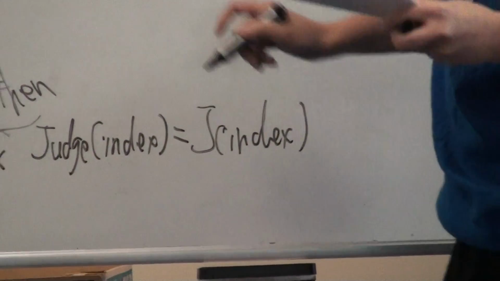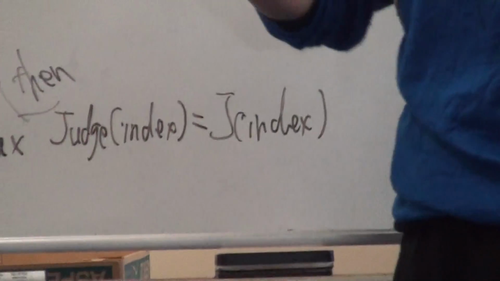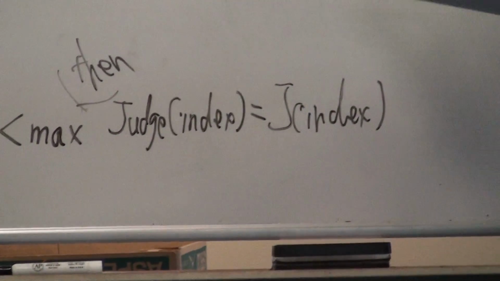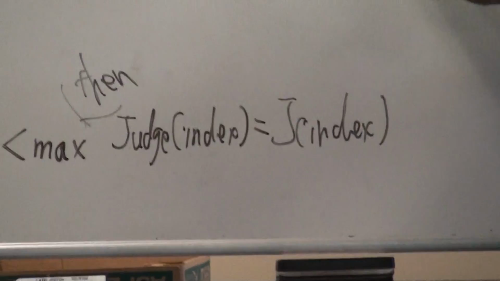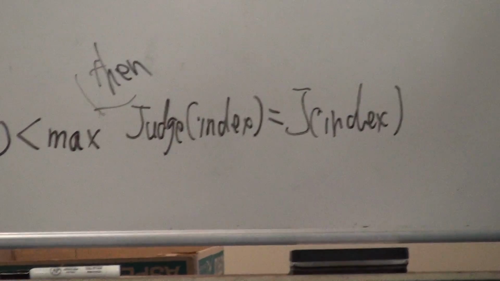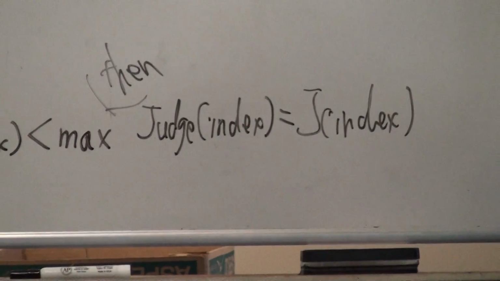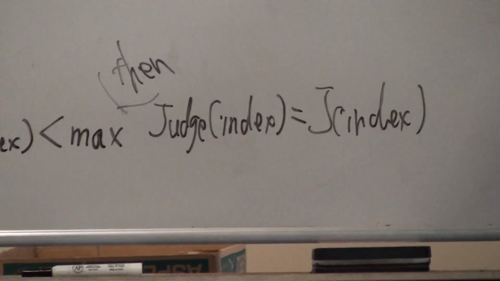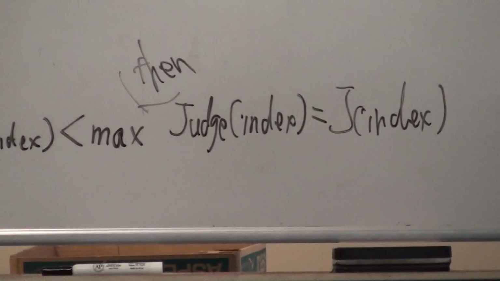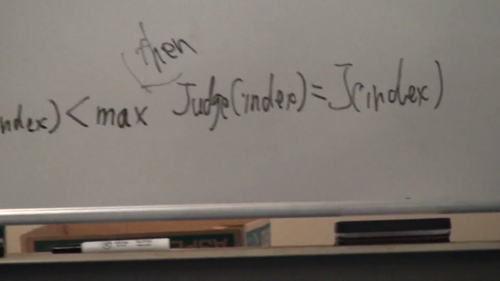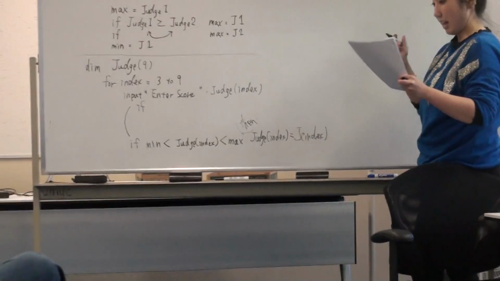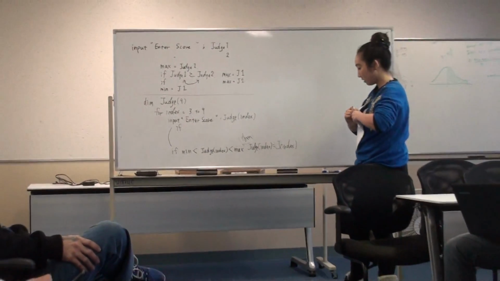And then after that, I put the sum equals sum plus judge index, the same as the routine stuff. Then after all of them, I put the calculation: sum minus maximum minus minimum, then divided by 7. Excellent. Yes. And you tested it and it works, right? Yeah.